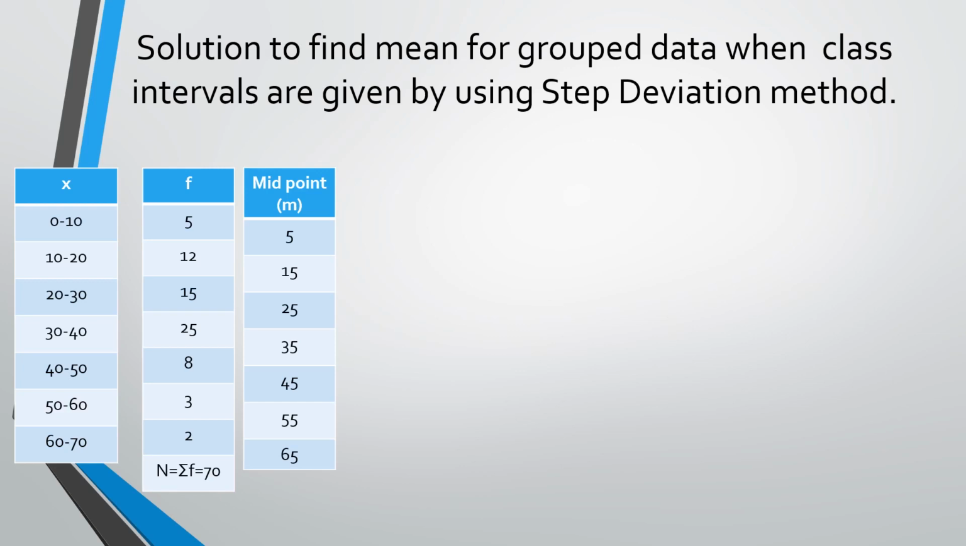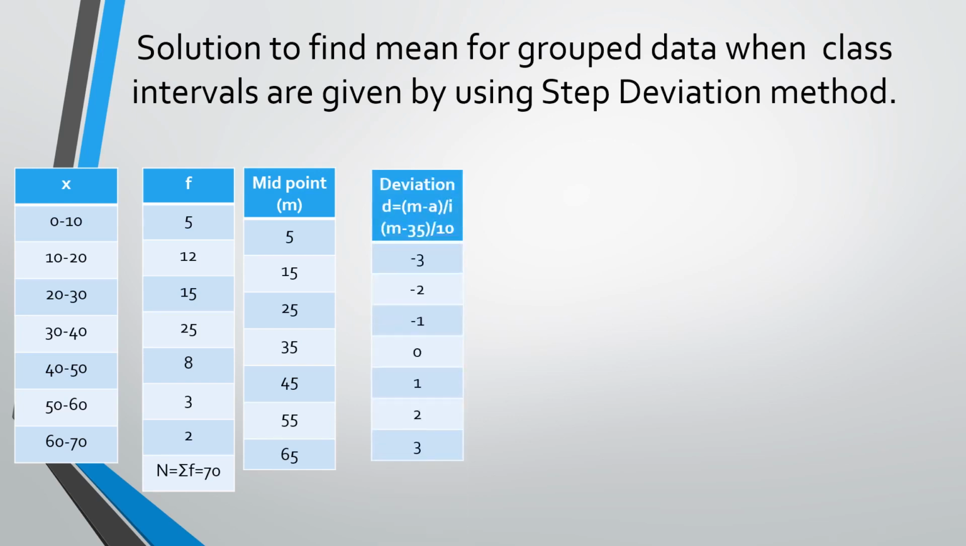So 0 plus 10 will be equal to 10. 10 divided by 2 is 5. Similarly, 10 plus 20 is 30. 30 divided by 2 is 15. 20 plus 30 is 50. 50 divided by 2 is 25. Then 30 plus 40 is 70. 70 divided by 2 is 35. Similarly, 60 plus 70 is 130. 130 divided by 2 is 65.